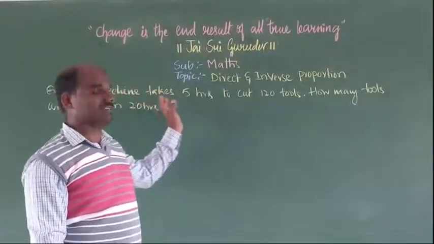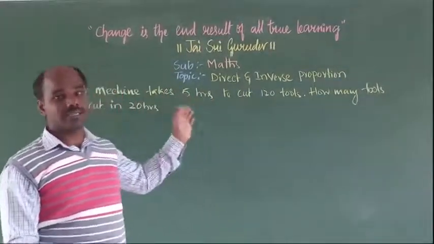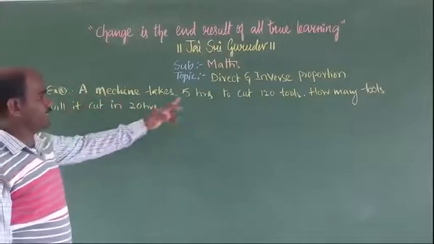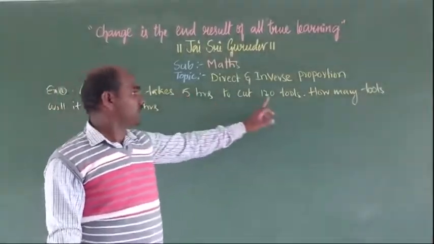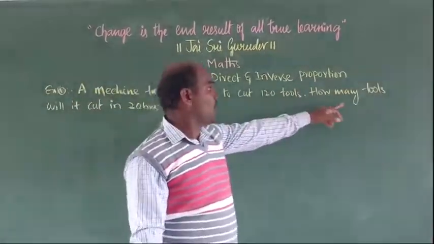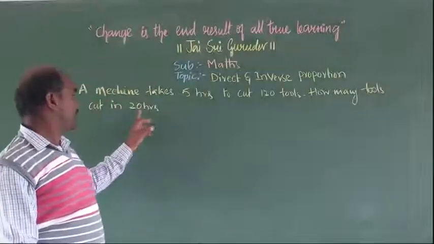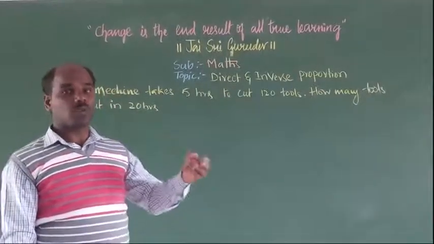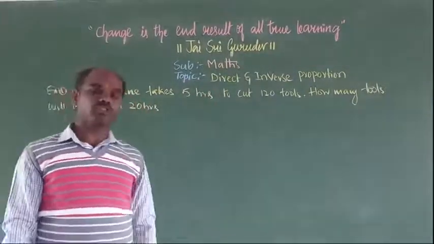We are going to take one example based on direct variation. For a given situation, first you have to understand whether it is a direct variation or another variation. Once you observe, the question is this: a machine takes 5 hours to cut 120 tools. One machine is applied for 5 hours and is cutting 120 tools. How many tools will it cut in 20 hours? If the one machine is applied for 20 hours, how many tools will it cut? That is the question. Hours we take as x, and tools we should take as y.